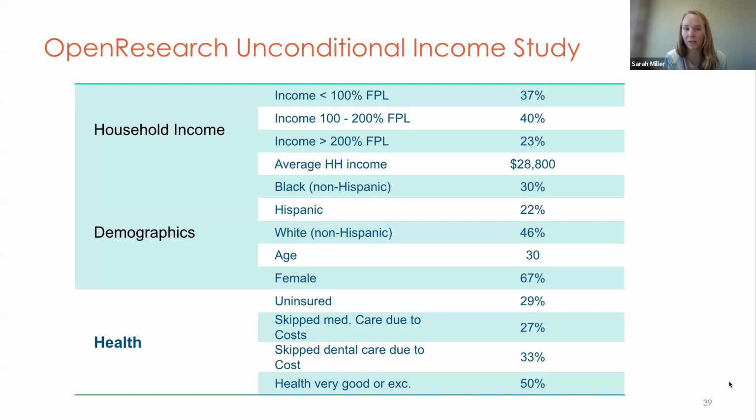About 67% of participants are female. So this is a relatively young study, a relatively young sample, but they do report at baseline having some noticeable health needs. So nearly 30% of them are uninsured, about another third are on Medicaid. More than a quarter of them report that at baseline, in the last 12 months, they had to skip some necessary medical care because it was too costly. About a third of them reported skipping some necessary dental care because it was costly.